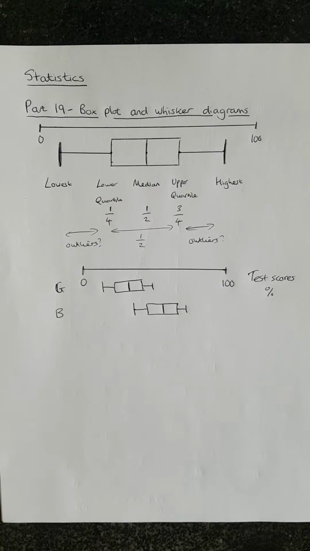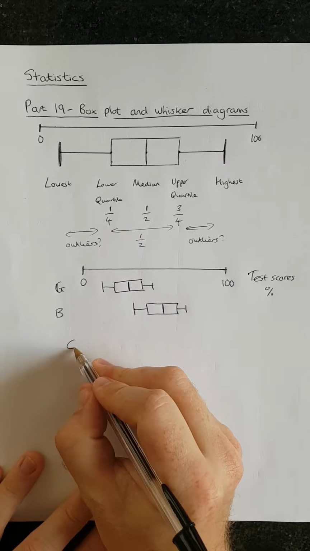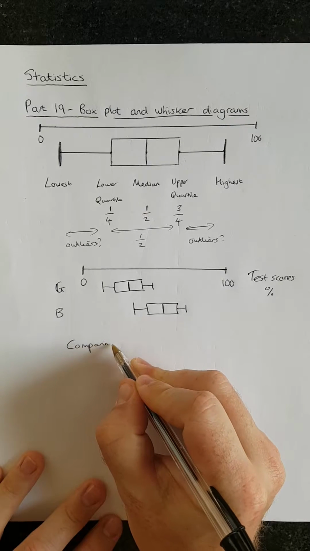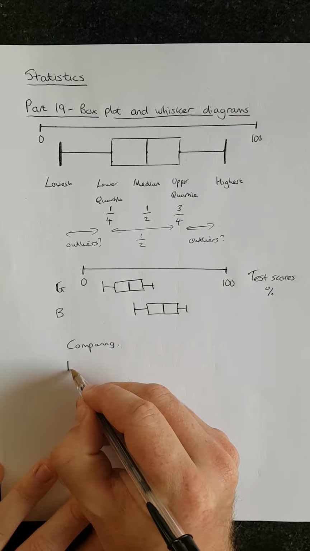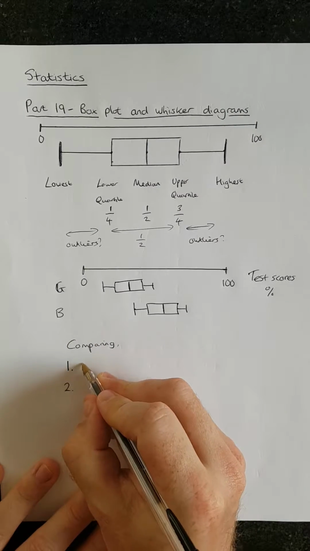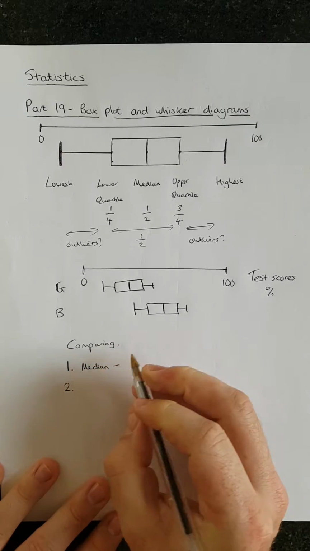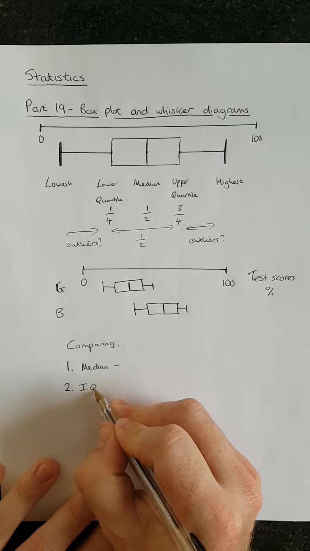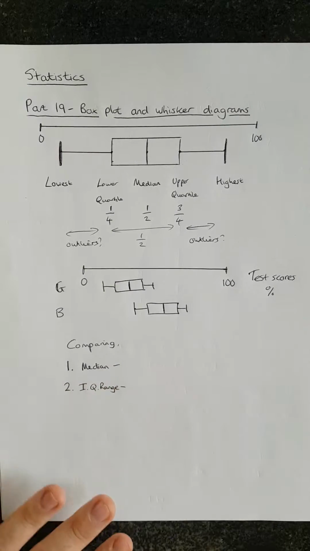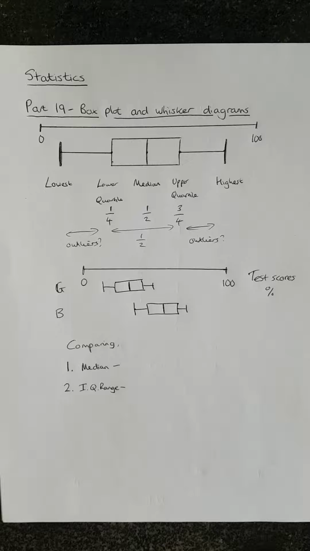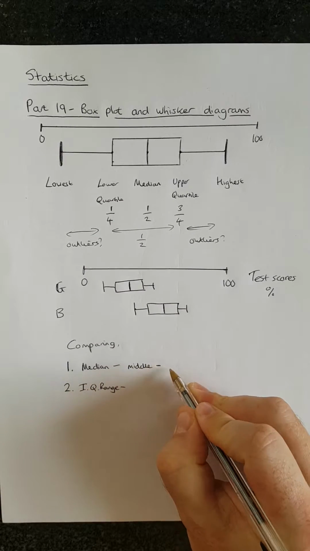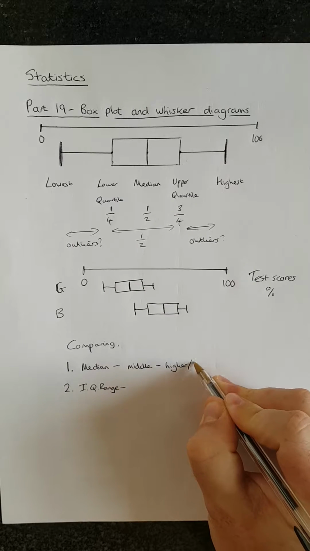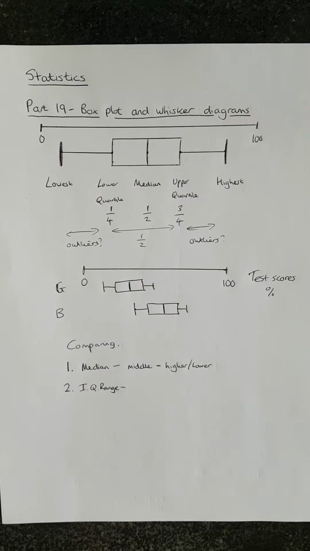And one of the key things you'll be doing with box plots is you'll be comparing them. And when you do so, you'll do 2 things. You will compare the median and you'll compare the interquartile range. Now, why would you do those 2? Well, the median is the middle. That allows you to tell which is the higher or the lower set of values.